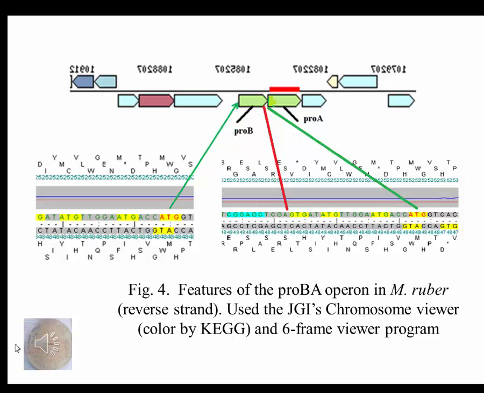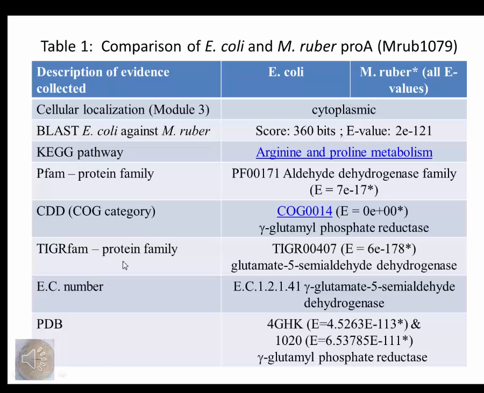Putting this clone into E. coli might only be able to express the proA gene, regardless of the source, if it has that Shine-Dalgarno sequence. So we have a little bit of a problem going into our complementation work, and we'll just have to see how that works out. All right, this is Table 1.